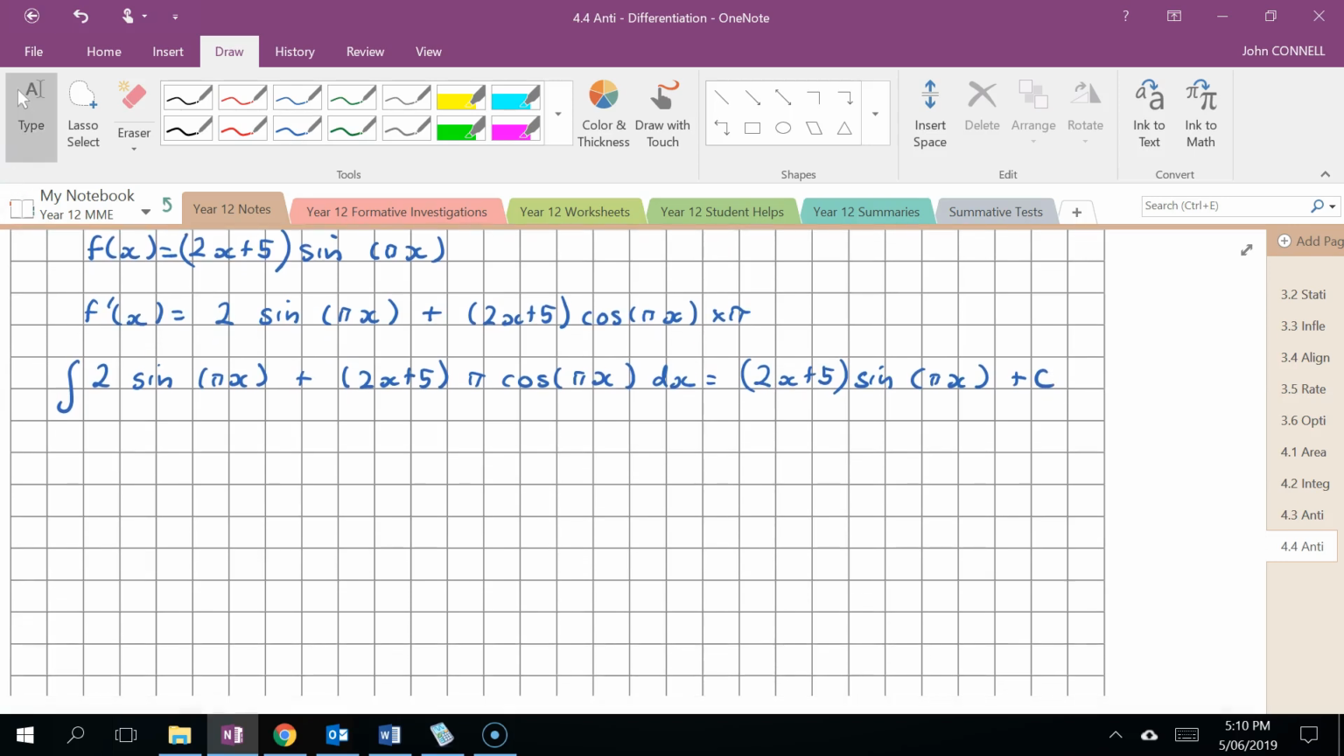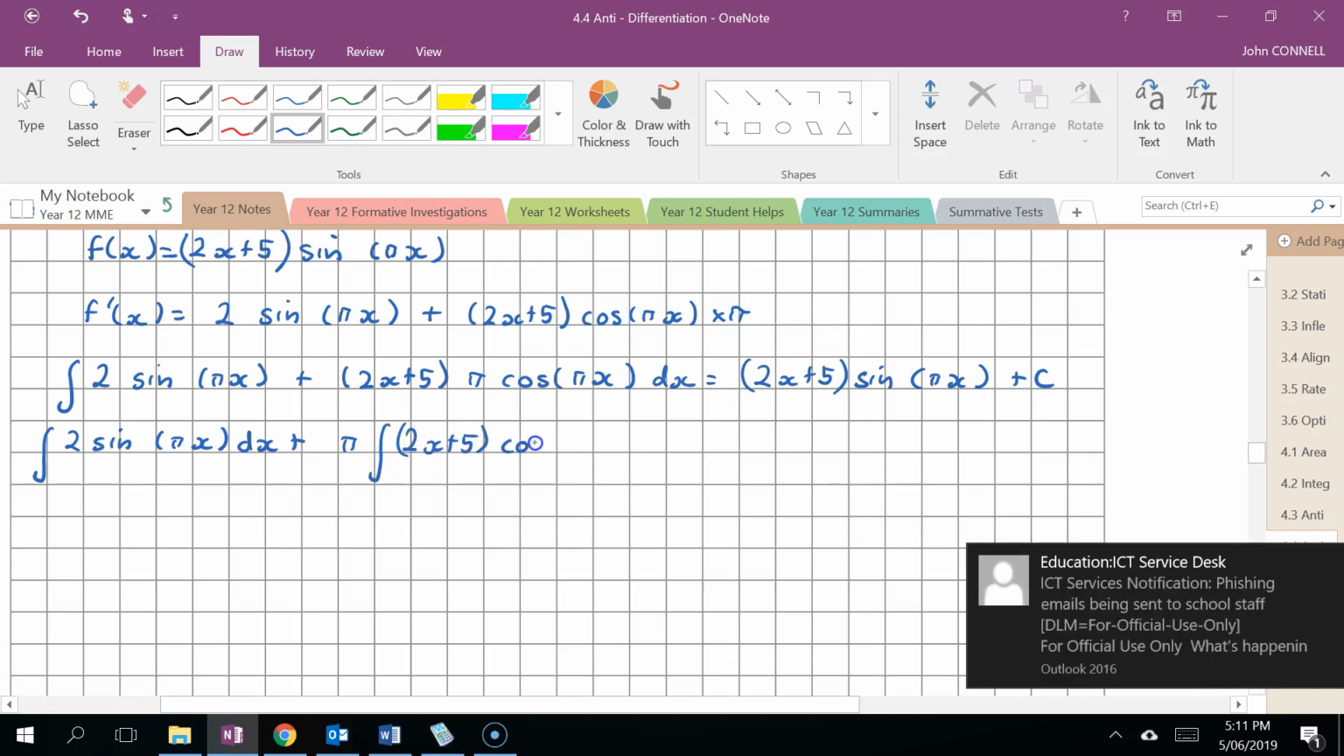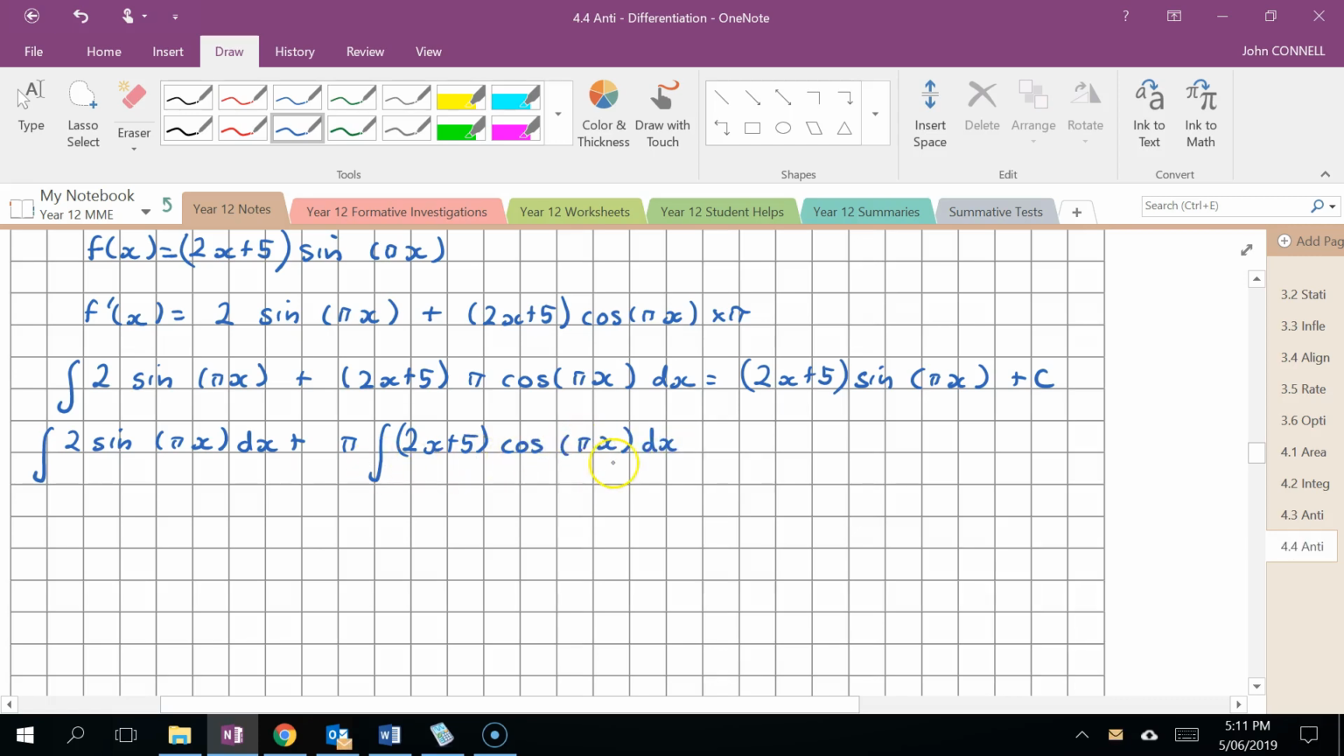Okay, alright, but I know how to do this integral without actually needing to use any fancy tricks. So I can break it up into the integral of 2 sine pi x dx plus pi. Well, I'm going to bring the pi out to the front, because it's just a constant. So we learned in the last example that we could do that, and that will just leave me with the integral of 2x plus 5 cos pi x. And this is the integral we're looking for. So we're almost there, really. So then it's just going to be 2x plus 5 sine pi x plus c.